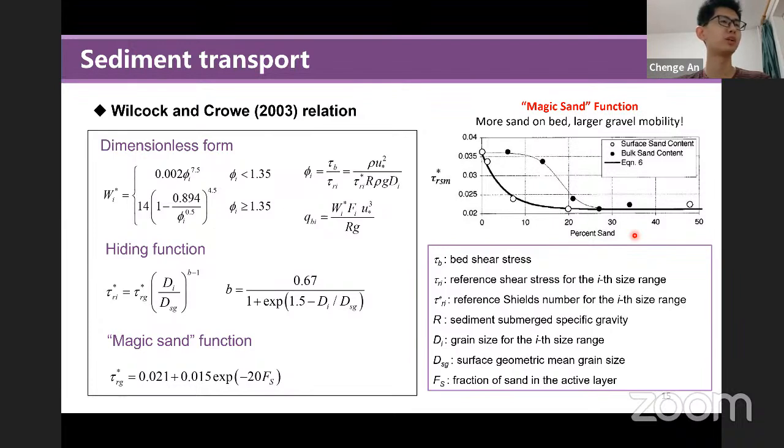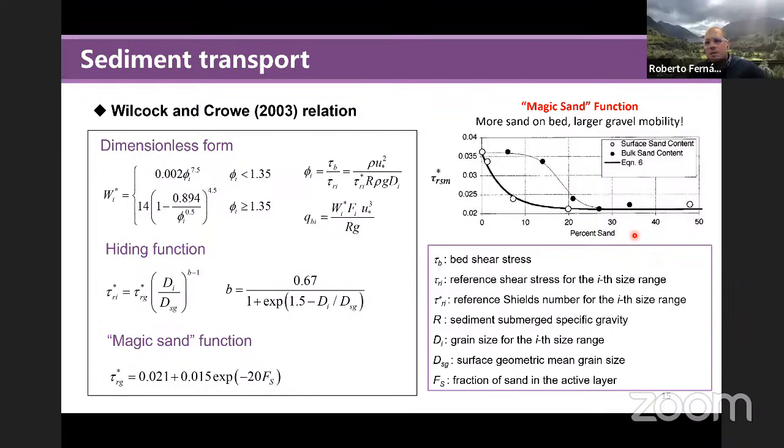I'm not sure. There are several hypotheses about how this magic sand functions to mobilize the gravel. One of the hypotheses is that it smooths the riverbed, so that the near-bed flow velocity can be increased a lot. So I think the break of the armor layer maybe is a result, not a reason, for the magic sand effect. This is my idea. Okay.